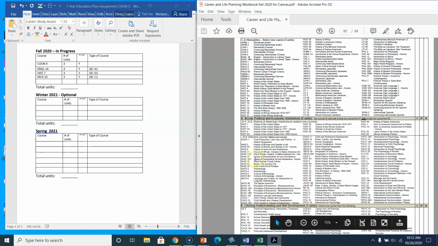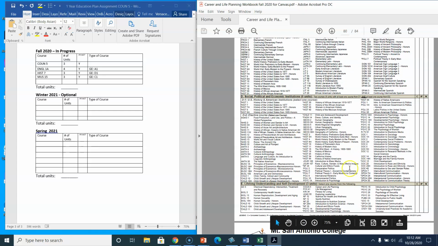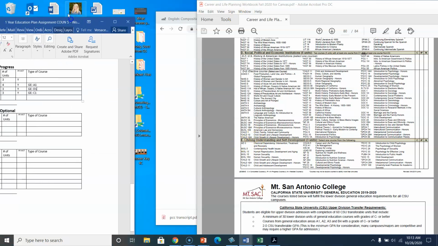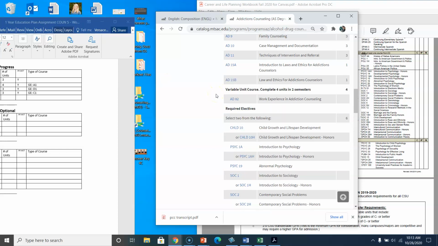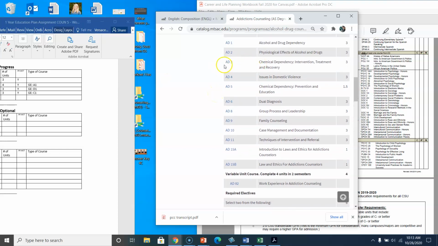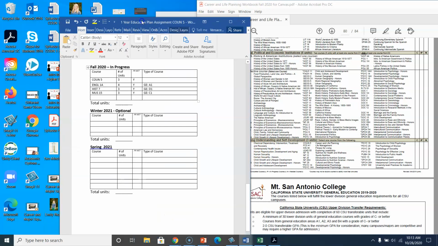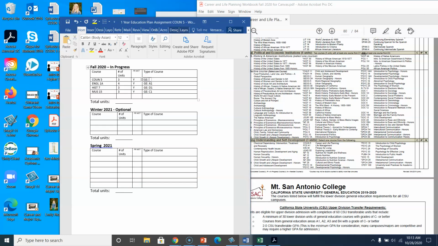So he still needs another psych or soc or history type course. And he still needs a lifelong, oh no, actually he's taking counseling 5, right? So counseling 5, oh, I see AD3. I wonder if that's required for his major. Let's take a look. Yeah, it is. But he's already in counseling 5, so he's already got this GE covered. It's okay that he has another in this area. That's fine. All right, GEE.